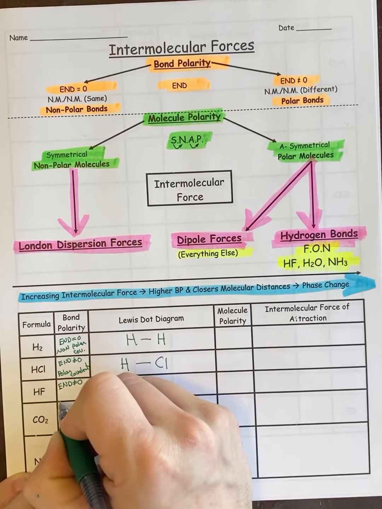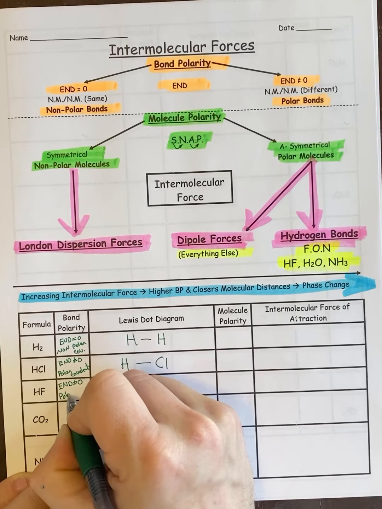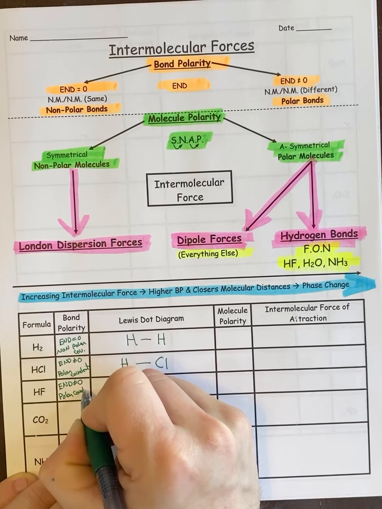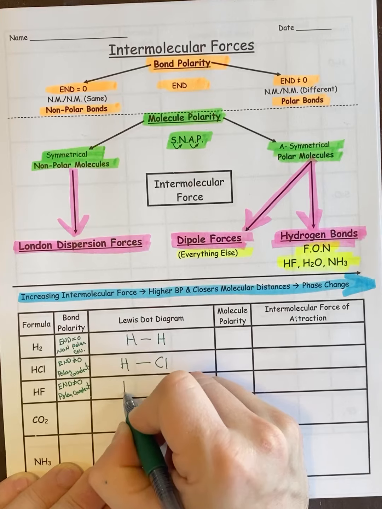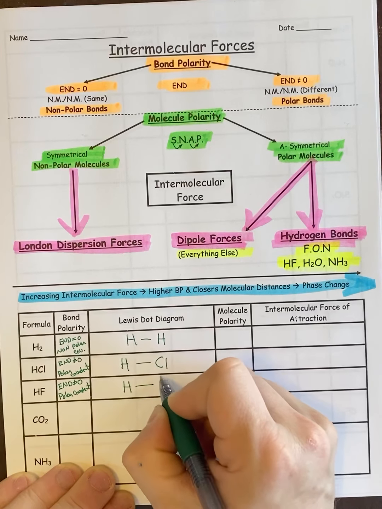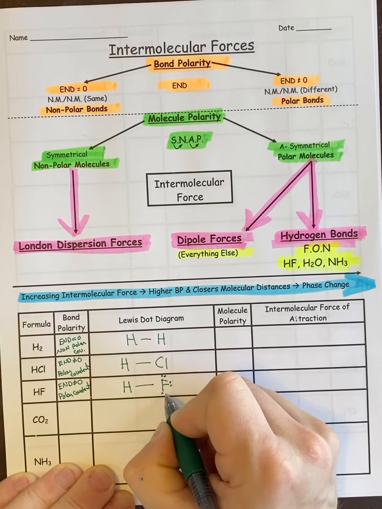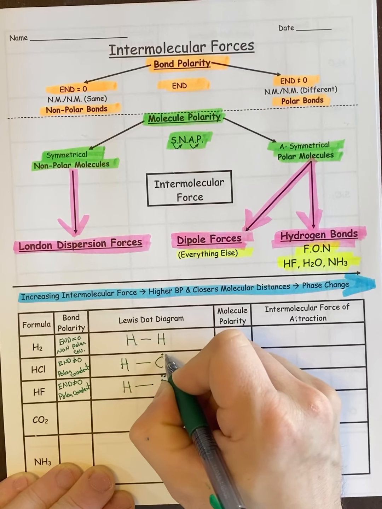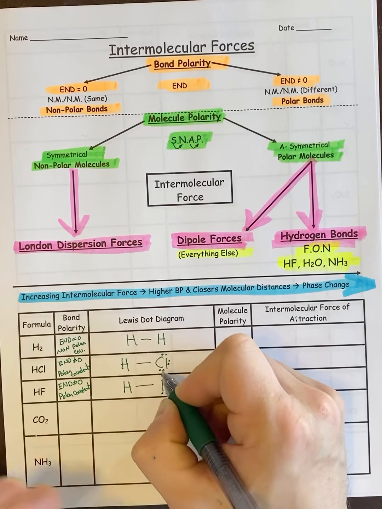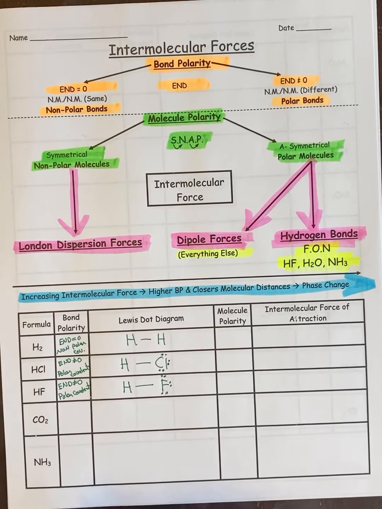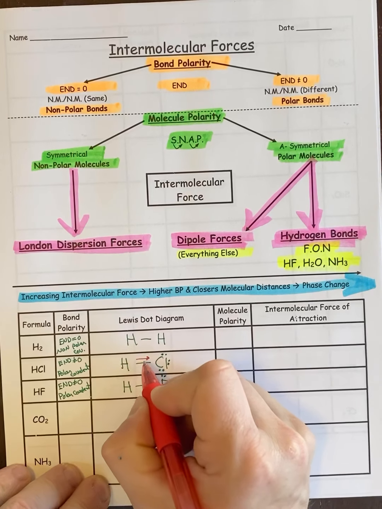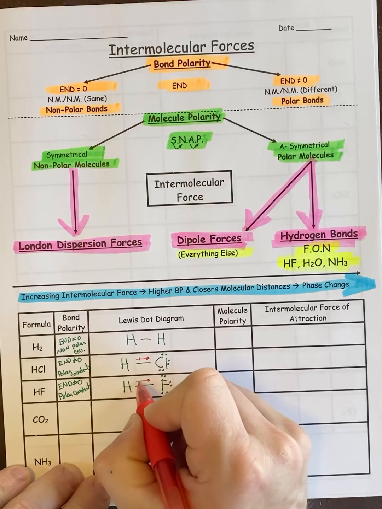And let's do the next one. END also doesn't equal 0. And this is HF. Don't forget about the lone pairs. The bottom two are polar, so they need a polarity arrow.